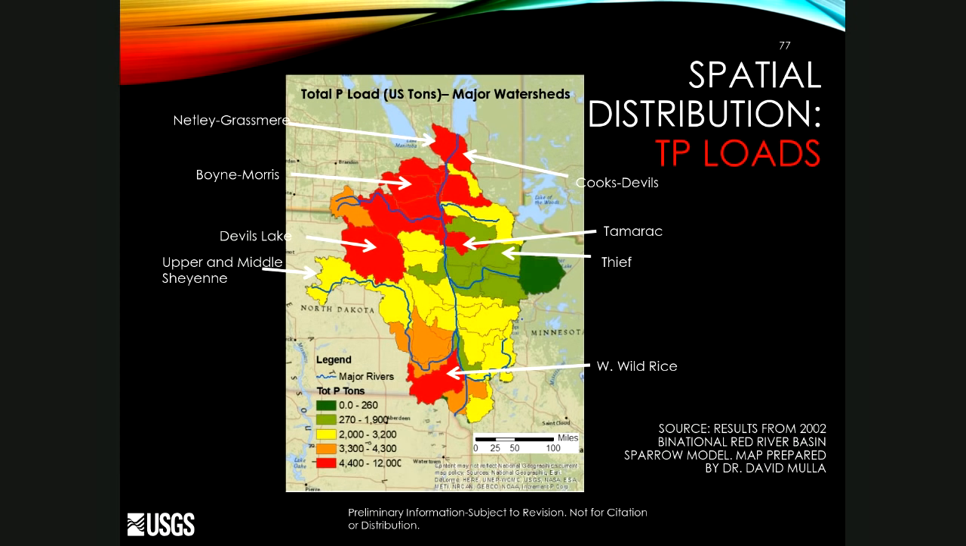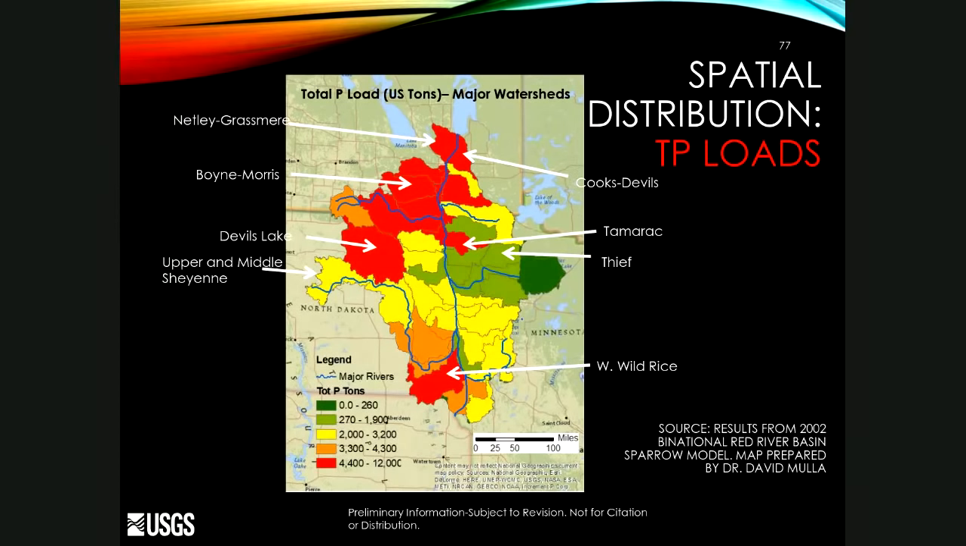So then changing to the SPARROW model results, and just to point out that we've been looking more at trends, so how is the concentration or the load changing over time. This is a snapshot of what the loads look like by watershed for a long-term average. They call it the 2002 SPARROW model, because that's what they call their base year. So basically the annual loads have been standardized to that year, 2002.